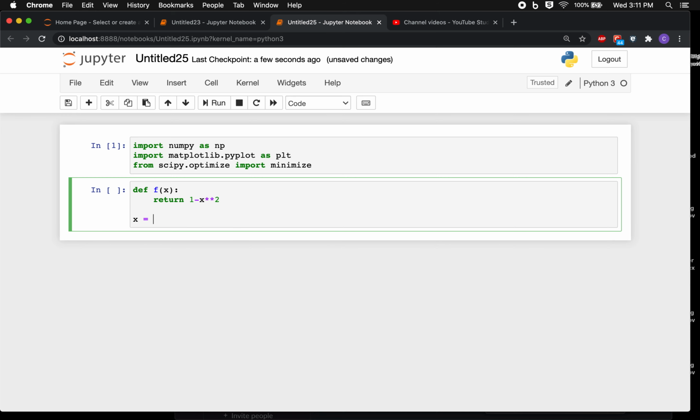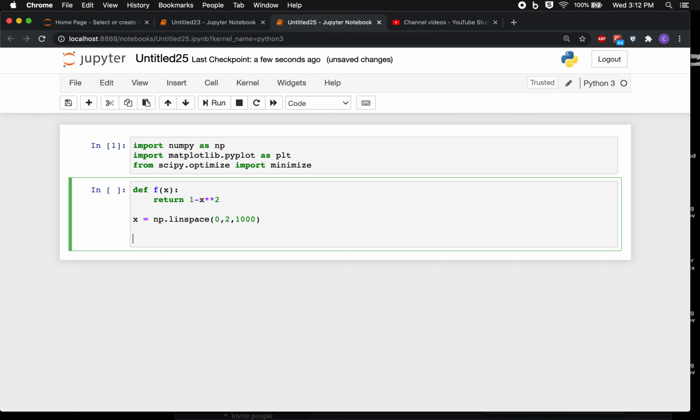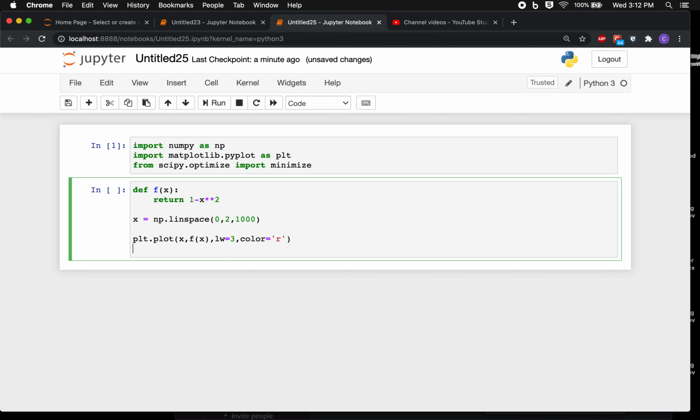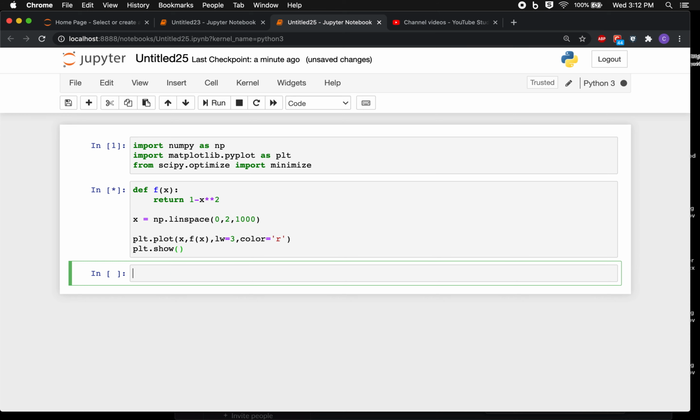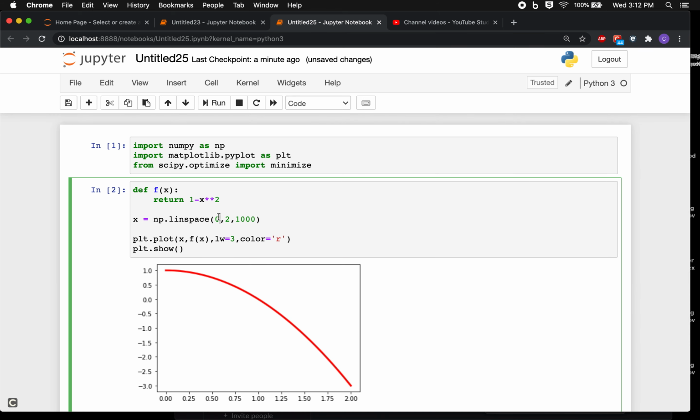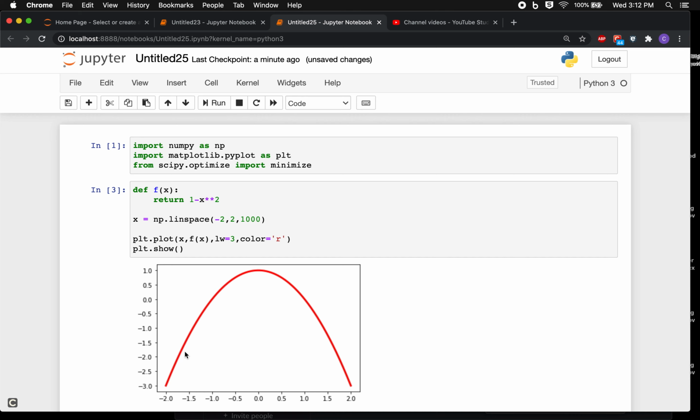To understand this function, it's probably best to plot it. We do linspace from -2 to 2 with 1000 points, and then plt.plot x, f of x, line width equals 3, color equals red, and then plt.show. So I have a function that has a clearly defined maximum. The maximum occurs at 0, and the maximum value itself is 1. I picked a function easy enough that you can just look at it and determine the maximum.